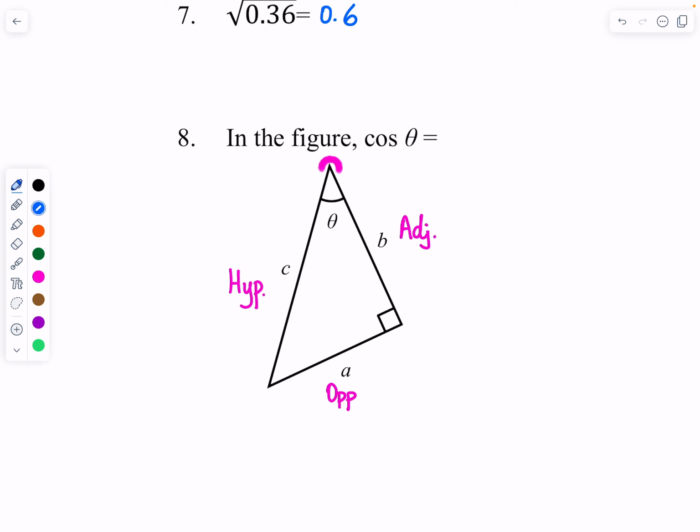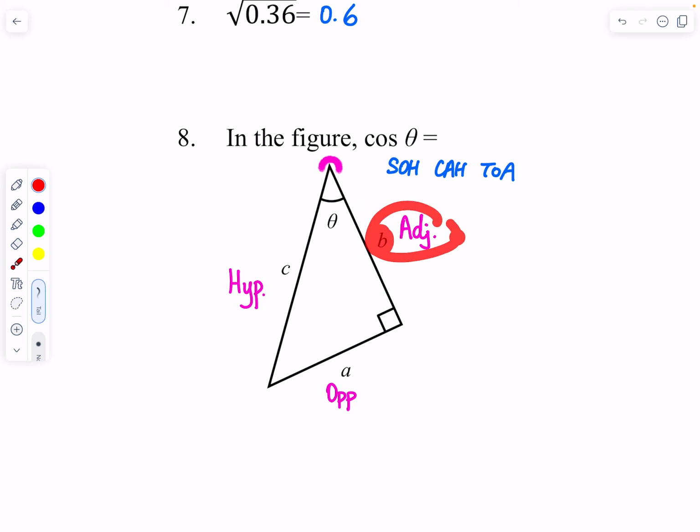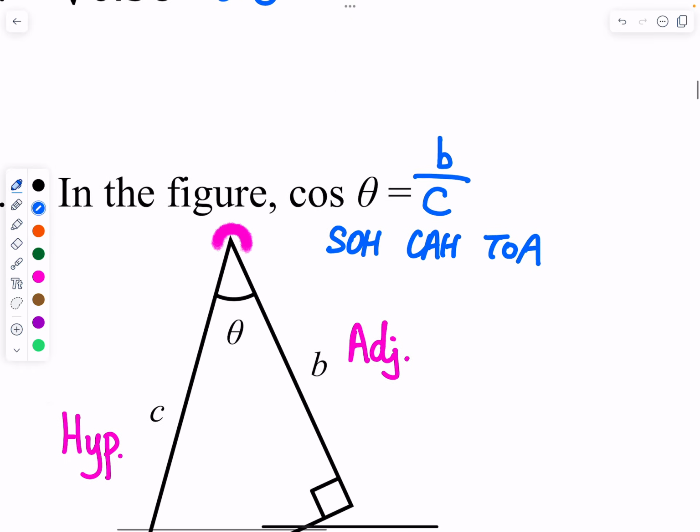And then remember, so ka twa. Since we are finding cosine theta, for cosine we need A and H. So the A line and the H line. That's why I was drawing the letter C there. But A first and then the H. So A क्या है? Adjacent line क्या है? B. So it will be B over hypotenuse line C. So that will be your answer, B over C.